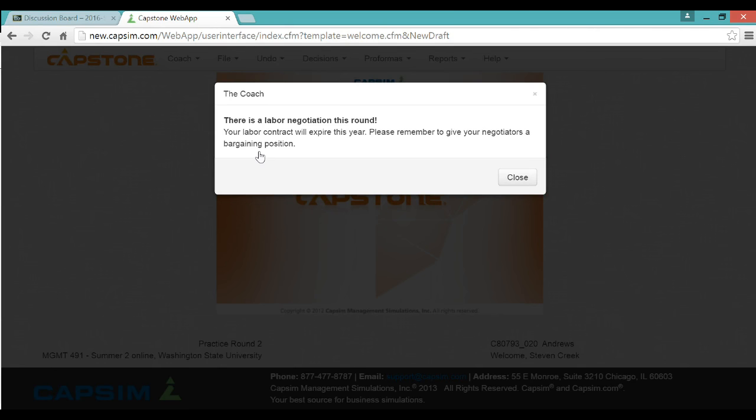So when you log in for the first time, you probably will not get this pop-up that says there's labor negotiation. So this will happen from time to time, and essentially what this means is your employees are going to want to get more money. So you have to decide how much to give them. I'm not really going to go into this. I'm more interested in making sure everyone understands the basics of how to make decisions.